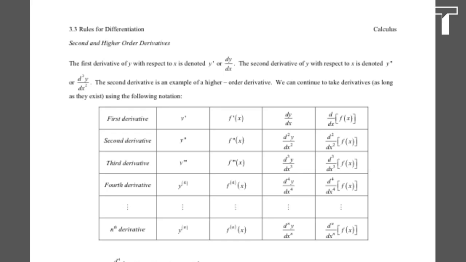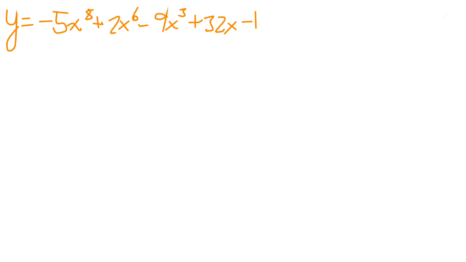The second to last column, just notice how we do this. The first derivative is dy dx. The second derivative we say d squared y dx squared. Then I would say the third derivative of y with respect to x, the fourth derivative of y with respect to x, all the way down to the nth derivative of y with respect to x. So I'm going to do that first example that is on your page.